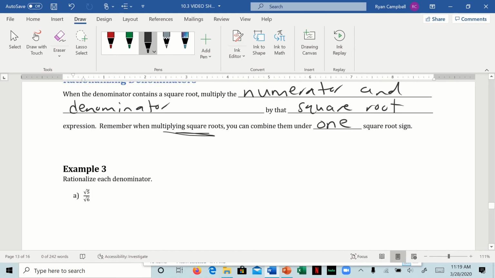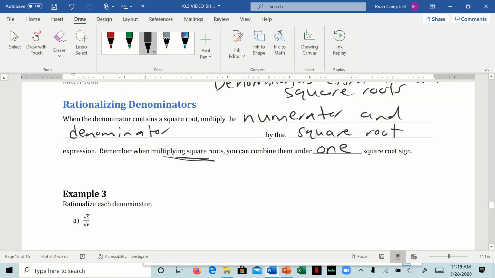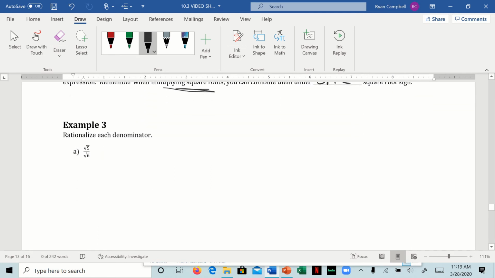So let's take a look at this. This is called rationalizing a denominator. So let's rationalize example number 3. We have a square root in the denominator. We see it's the square root of 6. So we just multiply by the square root of 6 over the square root of 6.